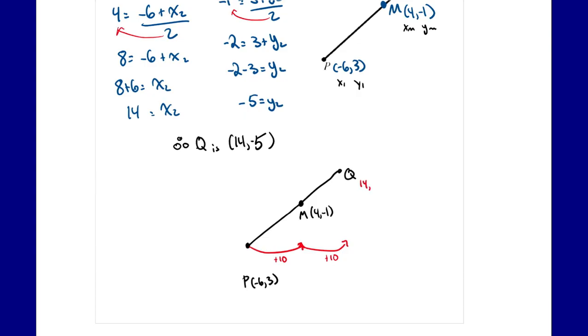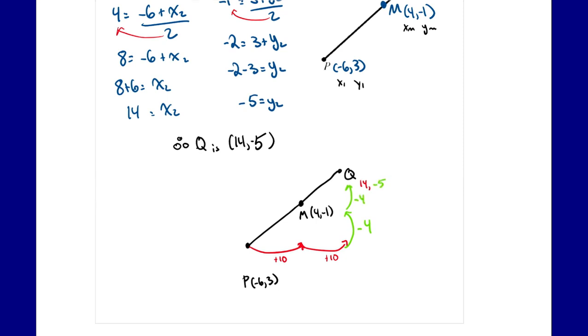We can do the same thing vertically. We're at 3, to go up from 3, or I guess backwards from 3 to -1. I guess these should have been in the other direction. But either way, from 3 to -1 is -4. So if I go down again -4 from -1, I end up at -5.